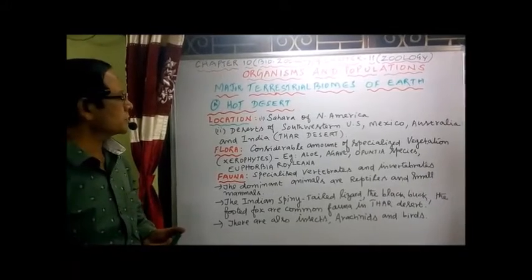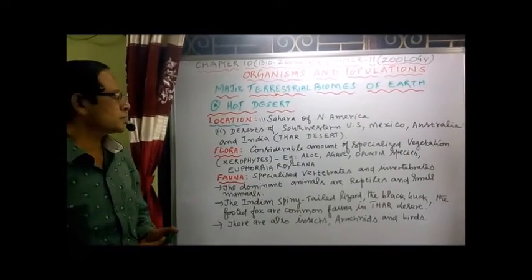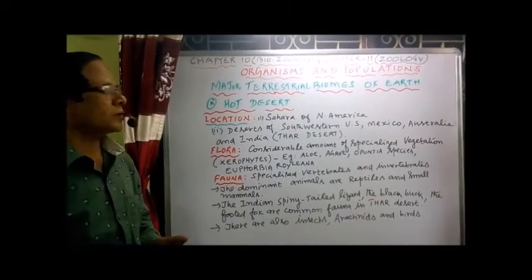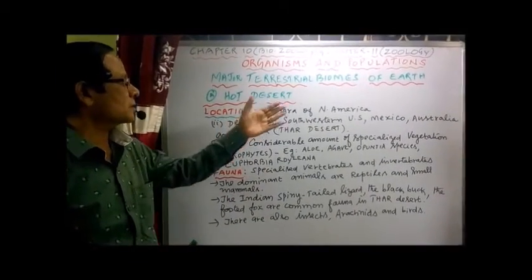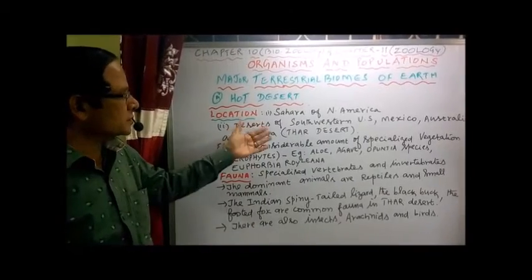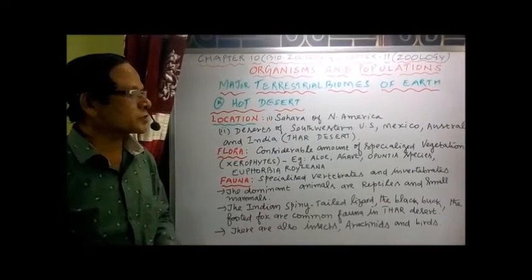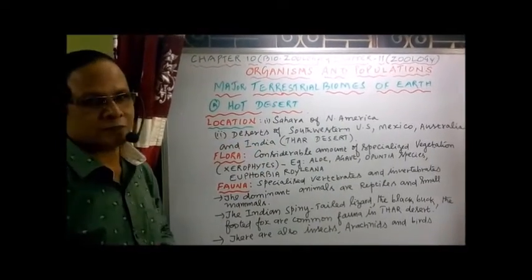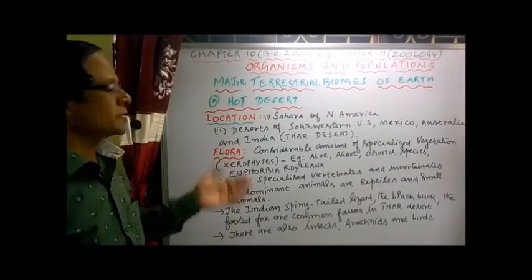There are two types of deserts: one the hot desert, another the cold desert. Examples of hot deserts are the Sahara, the deserts of southwestern US in North America, Mexico, Australia and India. In India it is called the Thar Desert. Then what is the nature of vegetation?